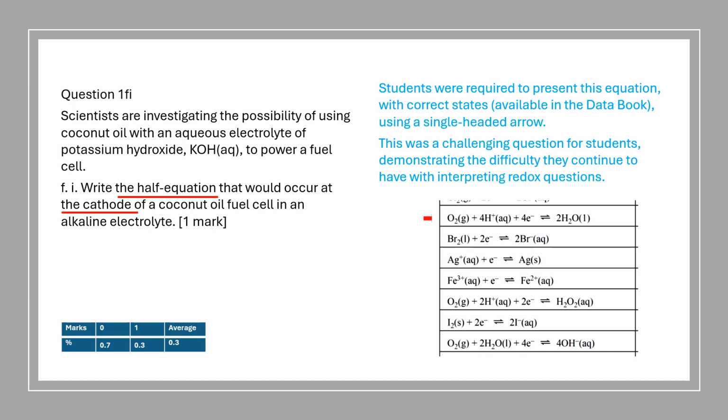There are 2 equations where oxygen gas gains electrons, one in an acidic electrolyte and the other in an alkaline electrolyte. This fuel cell is running in an alkaline electrolyte, so the equation in the last row is selected. Don't use a double arrow in the answer because reduction is one way in the cathode.